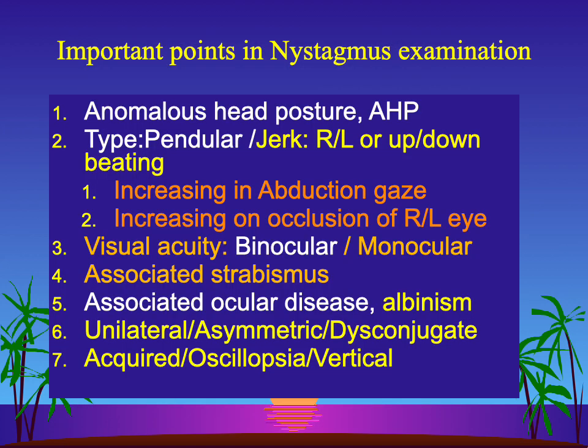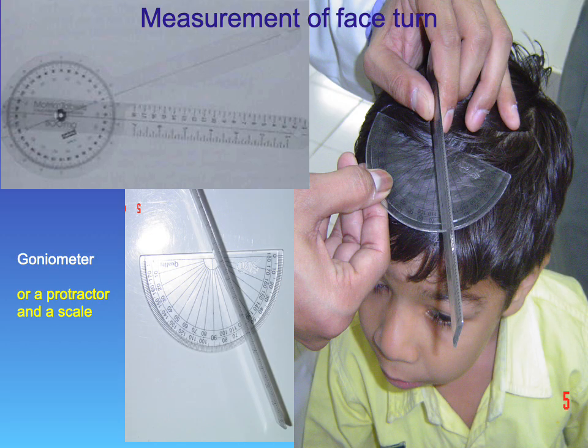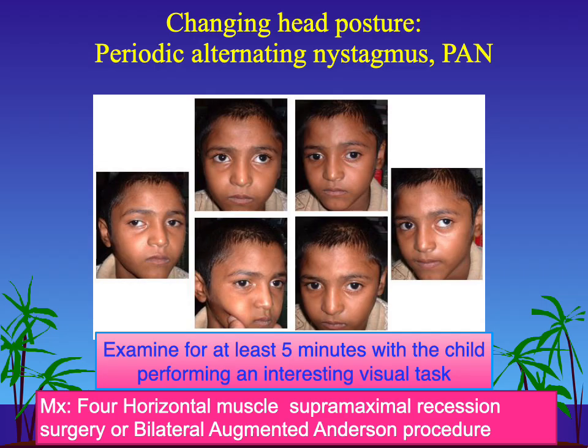Also, these points should be kept in mind. Even the visual acuity estimation should be done binocularly always to see if binocular vision is better. Then repeat the monocular vision assessment by not covering but by using a plus occluder, a plus 4 or 6 diopter occlusion. The head turn should be measured with the help of a protractor.